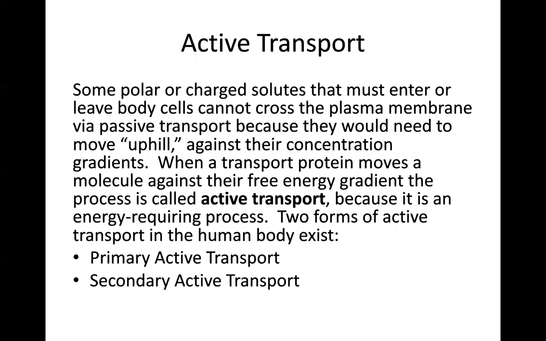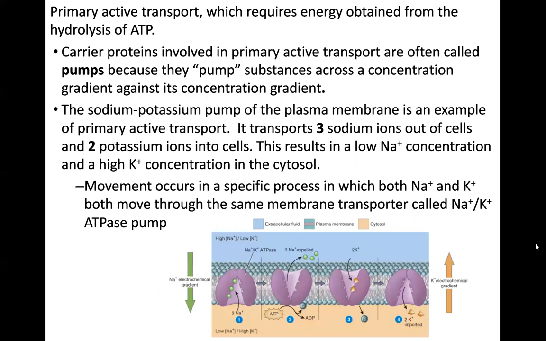And in this case, we're moving uphill, which means we're going against the concentration gradient. In other words, from low to high, okay? And when a transport protein moves a molecule against their free energy gradient in this process, we call it active transport because it requires energy in the form of ATP. Two forms of active transport in the human body exist, primary and secondary. There is the third that we'll get into in a second called vesicular. First, let's talk primary and secondary.